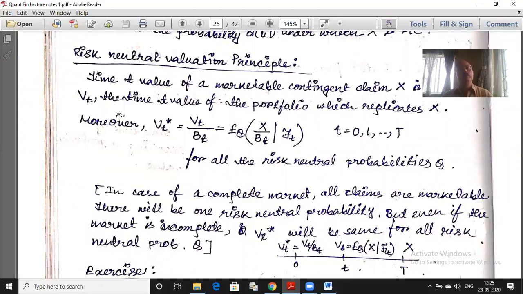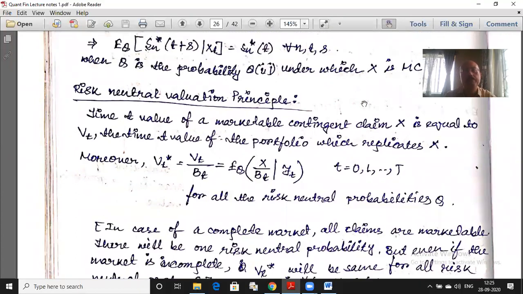So what do I say? The time t value of a marketable contingent claim. Recall all the earlier definitions. Marketable contingent claims are attainable contingent claims, which means for any claim I can always find a corresponding trading strategy. So the time t value of a marketable contingent claim X is equal to Vt, the value at time t, of the portfolio which replicates X. This we have discussed before.